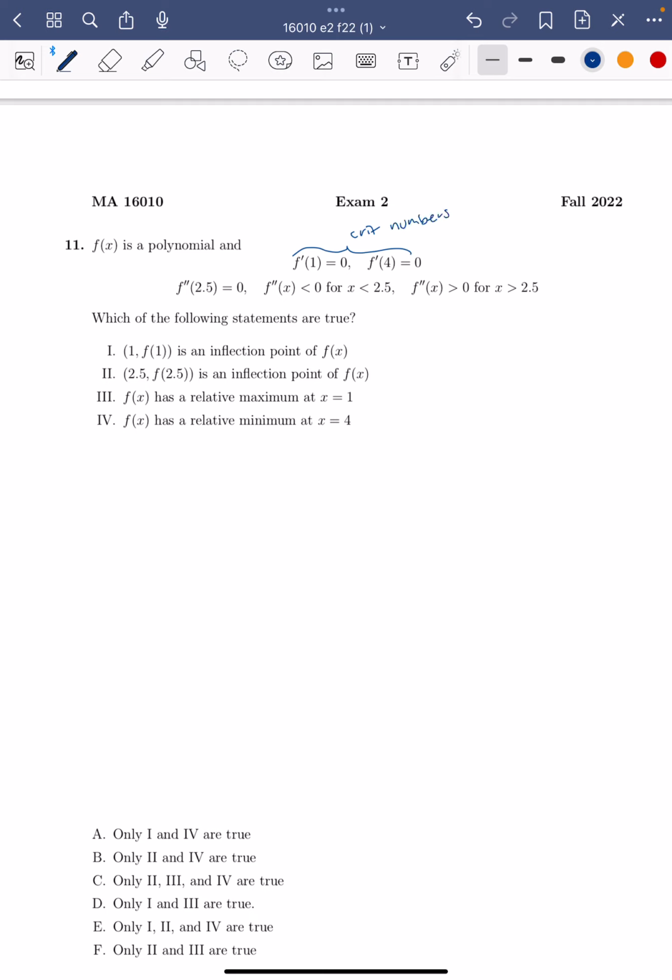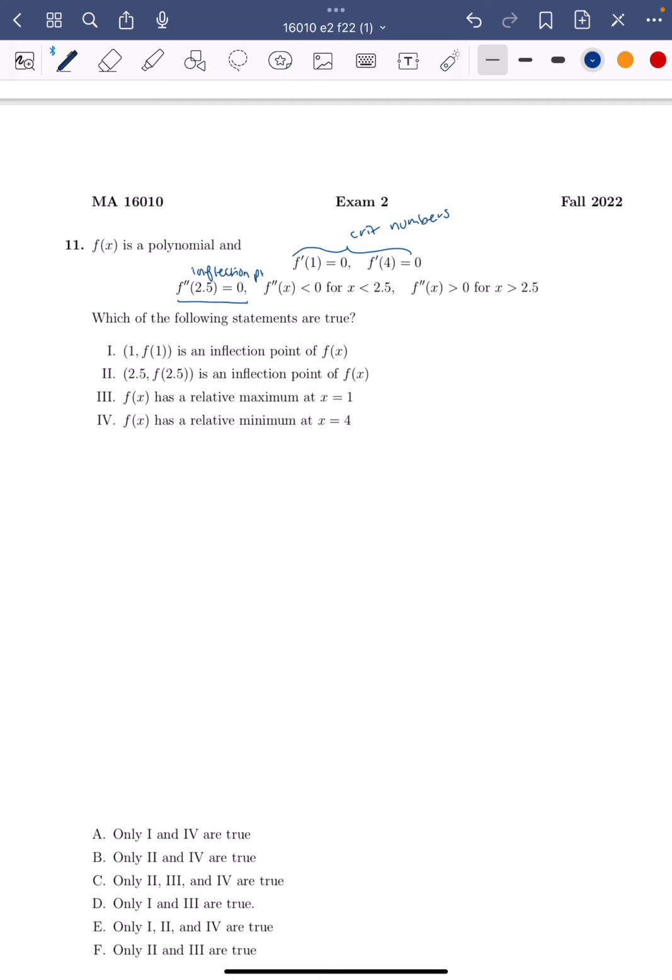Now for this whole second line, this has everything to do with the second derivative. So I want to look at this leftmost statement first. F double prime of 2.5 equals 0. Whenever the second derivative equals 0, that x value is an inflection point. So we're going to label this as an inflection point.